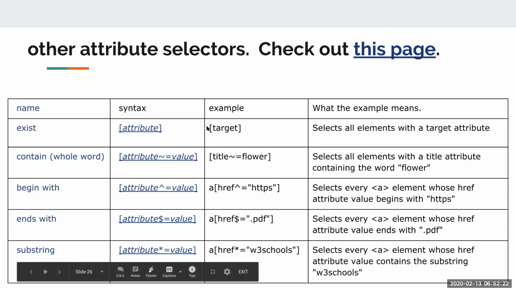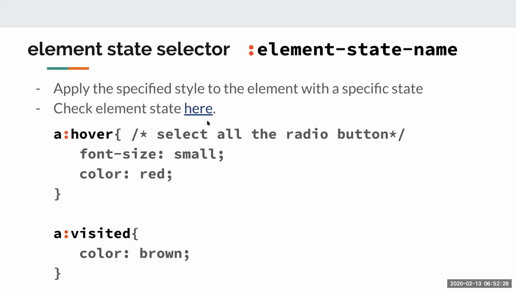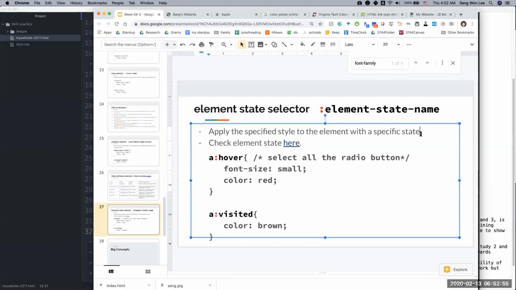So, we're not going to use this too much, but it's nice to know. The last one is the element state selector, where we use a colon. Element state is like whether an element is being clicked, hovered, active, or focused, and so forth. I don't know every element state, but you have a good reference here. It selects elements with a specific state.